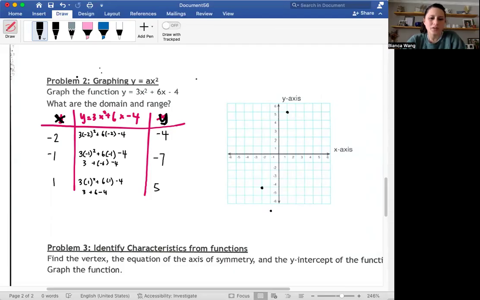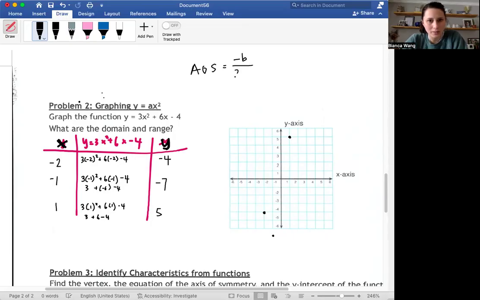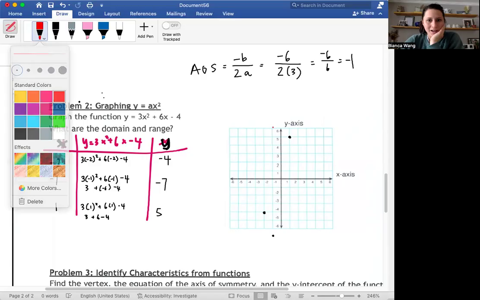So one thing that we really do need to find is the axis of symmetry. And if we look back at our notes on the front side, to find the axis of symmetry it's -b divided by 2a. So in this equation, b is 6. You write this as -6 divided by 2 times 3. A is 3. Okay, so divide this, and that's -6 divided by 6, which is -1. So my axis of symmetry, I'll use a different color here, is at -1.